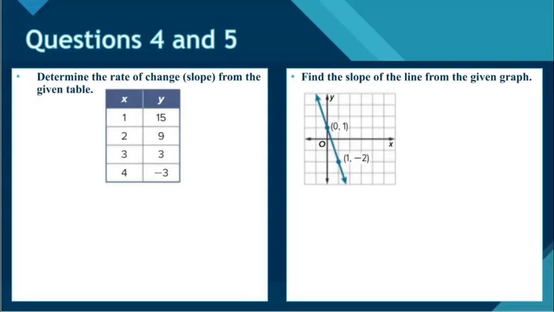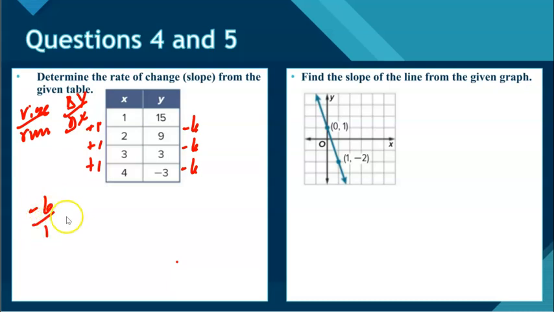Question 4. Determine the rate of change, also known as the slope, from the given table. Again, you can use the slope formula, or you can see how the x's are changing. Here I can see that my x's are increasing by 1, and I want to make sure that my x's are increasing or decreasing by the same amount. Then I can look at my y values. Here I'm subtracting 6, subtracting 6, and subtracting 6. So if you think rise over run, which is the change in y divided by the change in x, that means I have negative 6 divided by 1, which would mean I have a rate of change, or a slope, of negative 6.